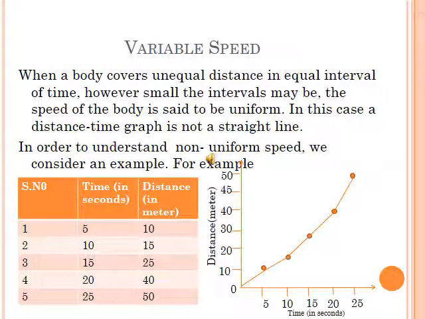Now students, we discuss variable speed. When a body covers unequal distance in equal interval of time, however small the intervals may be, the speed of the body is said to be non-uniform or variable speed. In this case, our distance time graph is not a straight line. In order to understand non-uniform speed, we consider an example. For example, a car covers unequal distance in equal interval of time, as shown in the table. Then we do not get a straight line graph, we get a curve.